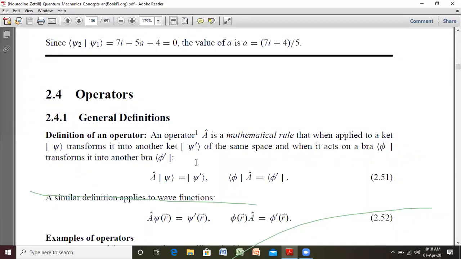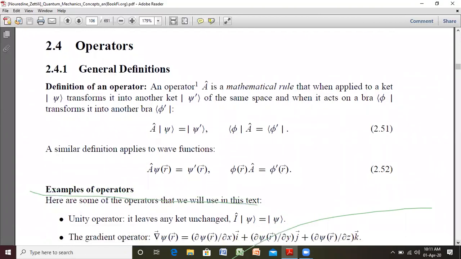They will not go into any other space; it will remain in the same space. And likewise, if I operate an operator on a bra, let's say phi, it will transform the bra into another bra, let's say phi prime. So the basic functionality of the operator is to transform one ket into another ket, one bra into another bra. That's simple.